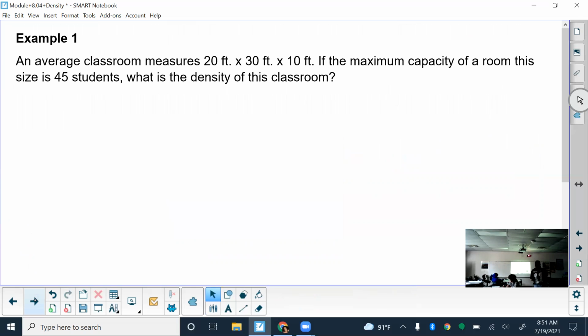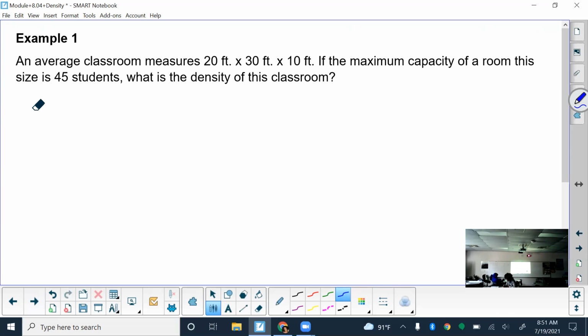All right. So example 1, an average classroom measures 20 by 30 by 10 feet. If the maximum capacity of a room this size is 45 students, what's the density of this classroom? So if you want to break this down into steps, you can kind of write this down.